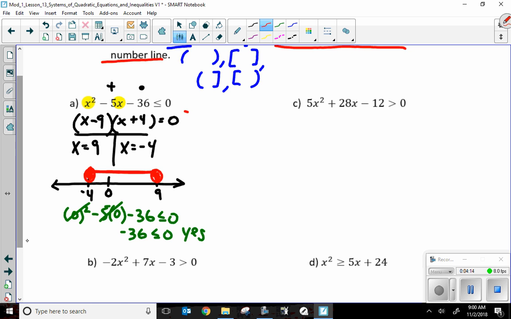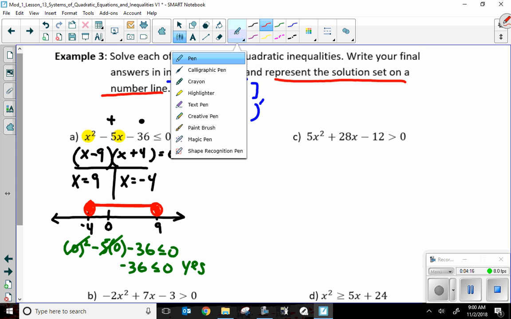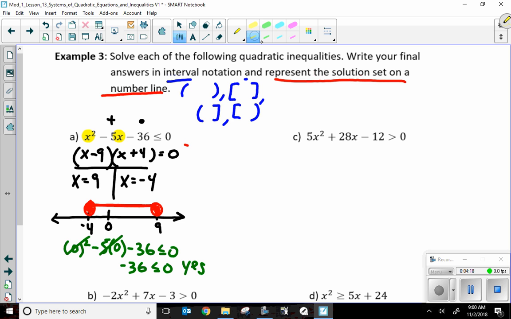But they also want us to write our answers in interval notation. So I'm going to do that right now. Well, I'm going to go from negative 4 to 9. But do I use my parenthesis? Do I use my square bracket? Do I use one of each? How do I know which one to use?